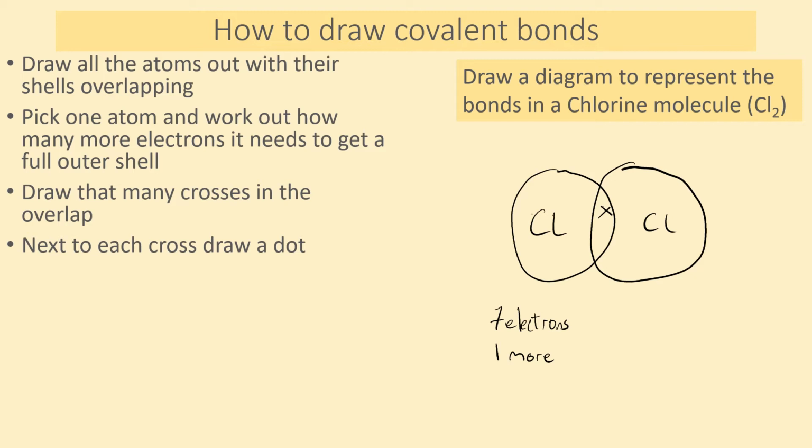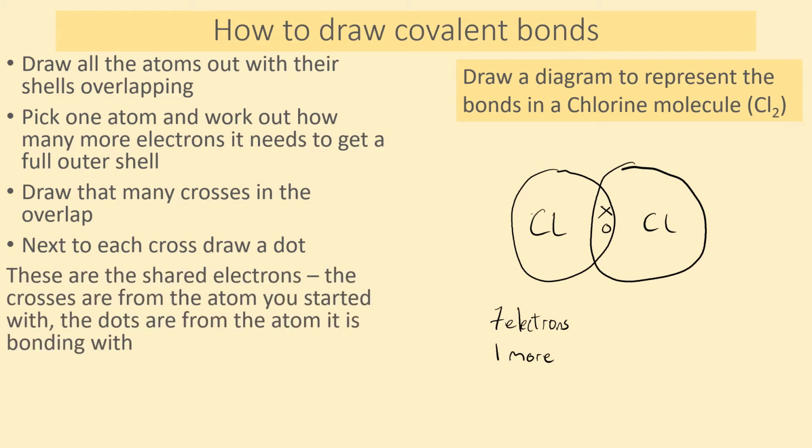Next to each cross, draw a dot. Okay, I'm going to draw a dot next to it. So far, very, very easy. Those are my shared electrons. Crosses are from the atom I started with. The dots are from the atom I'm borrowing. So my cross is from this atom, my cross is there, and my dot is from this atom.